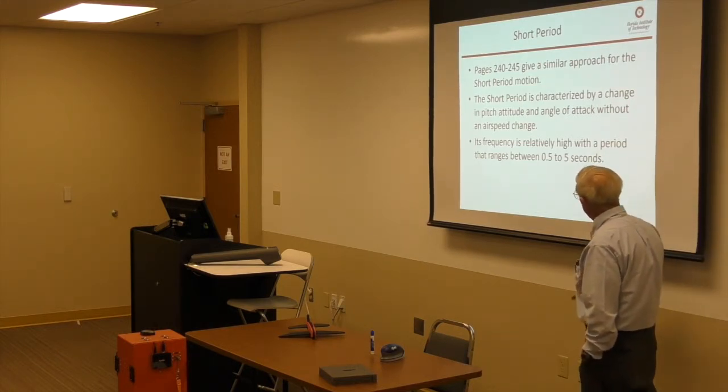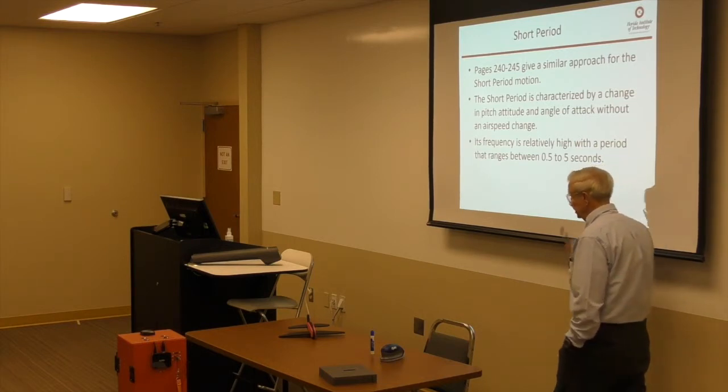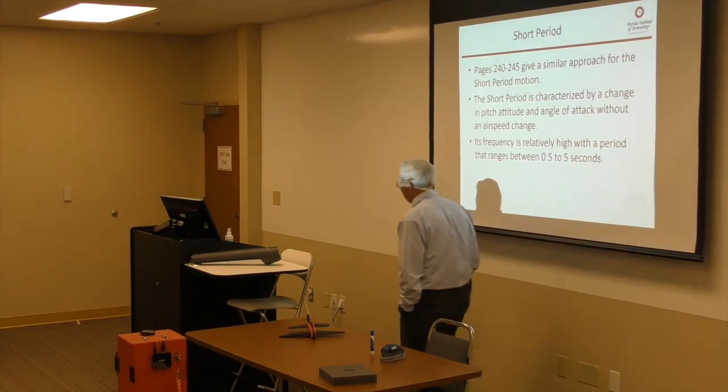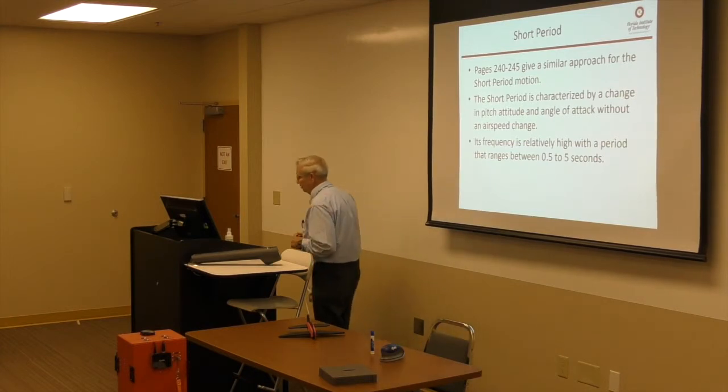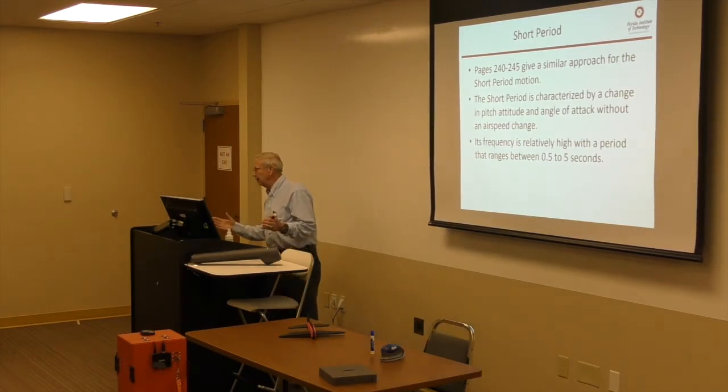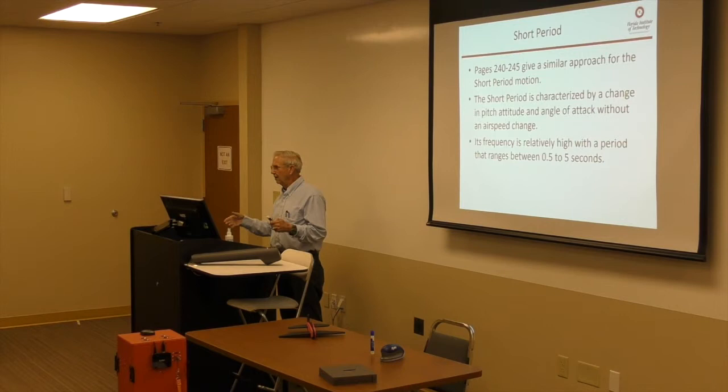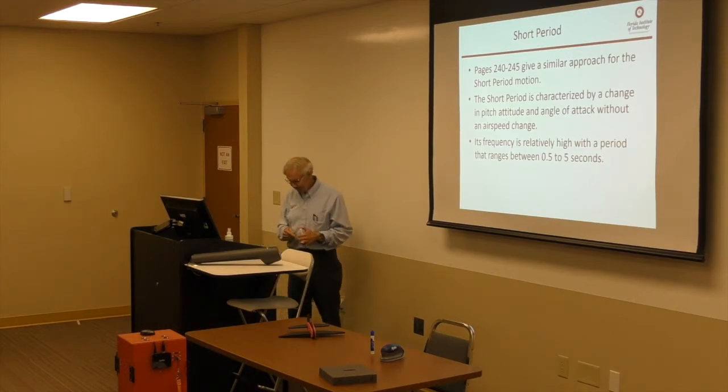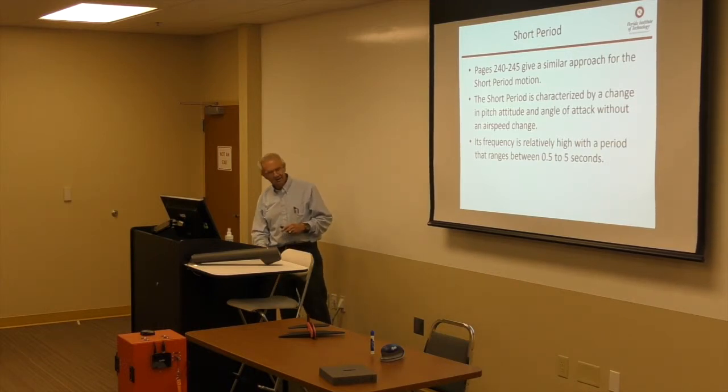and ranges between 1/2 and 5 seconds. 5 seconds is pretty long, and generally the airplanes that have the long one are airplanes that have a lot of mass in the fuselage, i.e. jet fighters, okay? They're the ones that are most likely to show a problem with the short period.